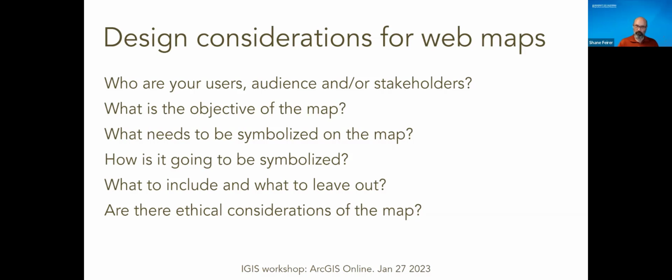So then also, how is it going to be symbolized? Really important. Is it going to be graduated colors? Is it going to be single symbols? There's a book that people sometimes hear about, How to Lie with Maps. You can tell different stories with different symbology and how you present the data. So you really need to take into account the symbology and what you make it look like. Also, there's the thing about what to show and what not to show.